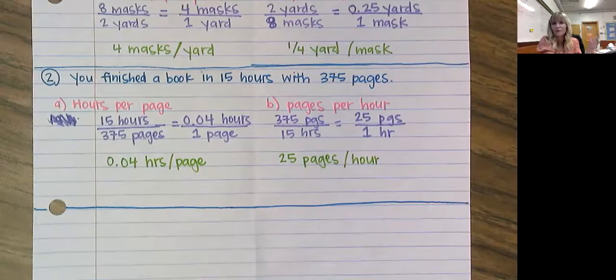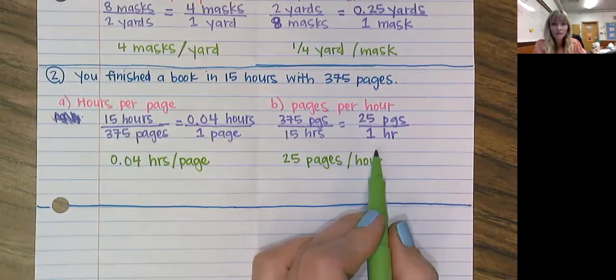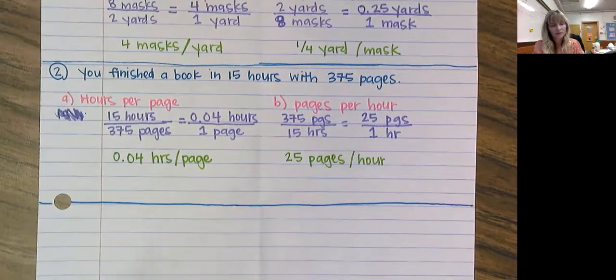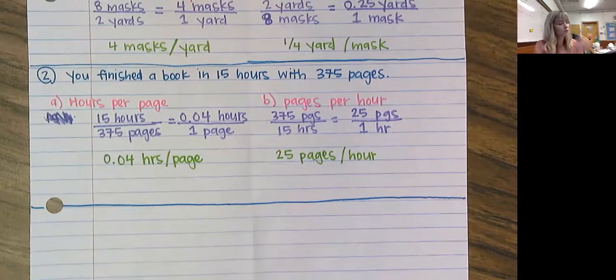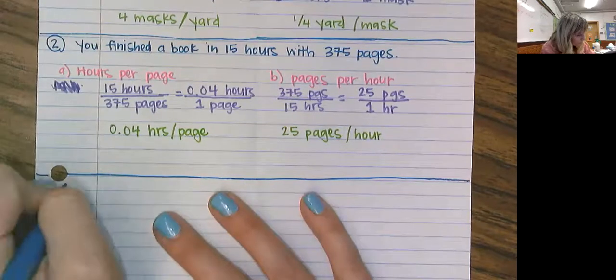Now let me ask, as I read those out loud, did one of those sound more normal to you? 0.04 hours per page or 25 pages per hour? Sometimes you'll hear one and you're like, that one sounds weird, and the other one sounds normal. To me, this one sounds very normal. You'll see when time is involved, hours, minutes, seconds, whatever, you can calculate it either way, but usually when you put time on the bottom, it sounds like something that makes more sense to us because it's something we calculate more. Okay, moving on. Number 3.